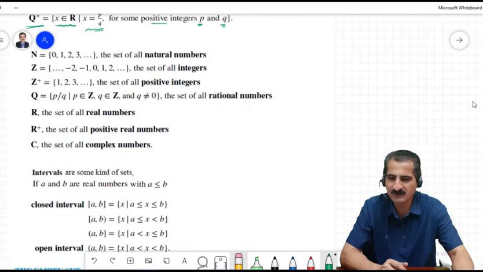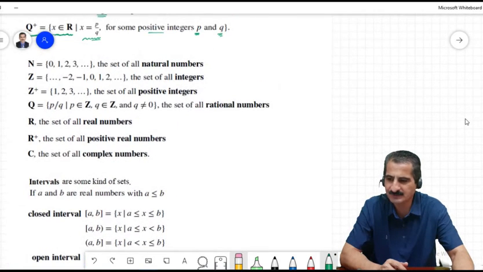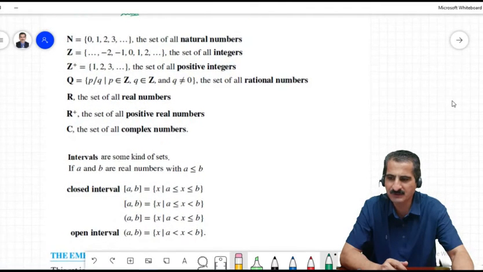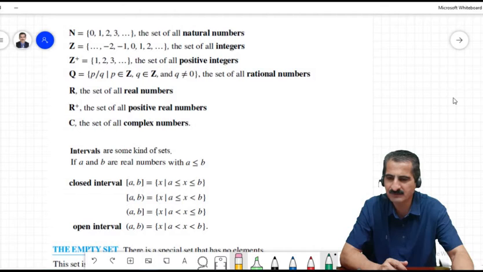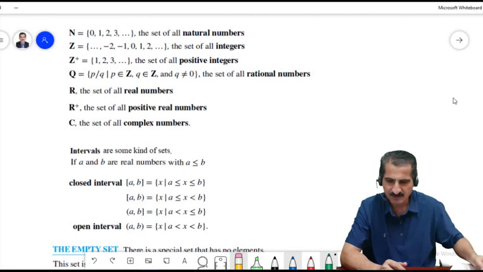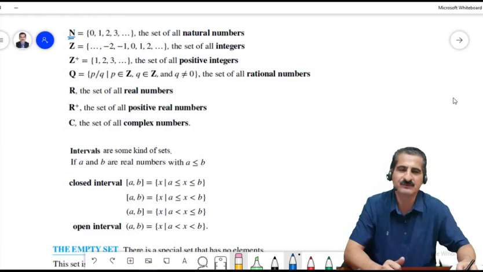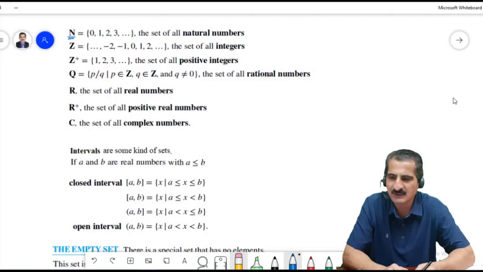And we need to learn about the sets that we will use frequently in this course. We want to agree on these sets. The set of natural numbers, this is N: the natural numbers 0, 1, 2, 3, 4, 5, and so on. So they are integers, non-negative integers. When we say non-negative, it means positive or 0.